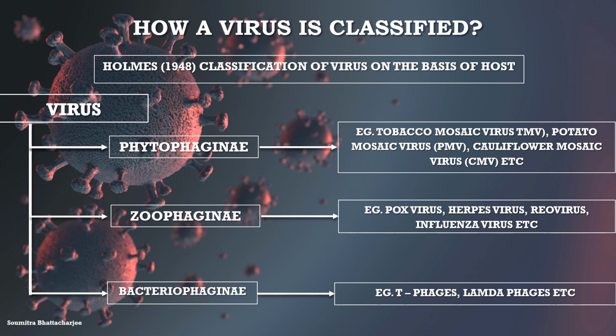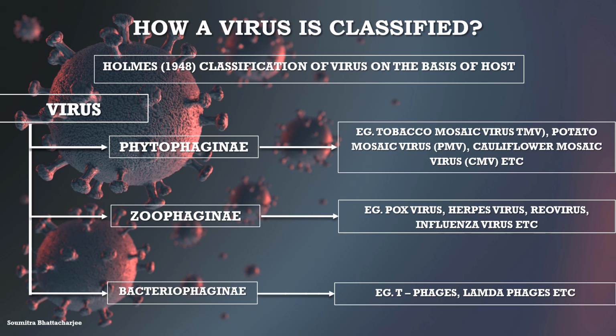The word phaginae means eating or attack. Most of the phytophaginae consist of single-stranded RNA as genetic material. For example, TMV, tobacco mosaic virus, PMV, potato mosaic virus, etc.